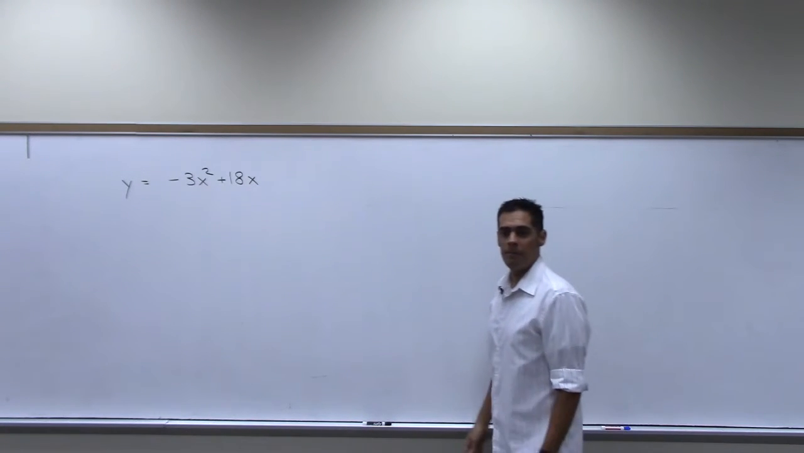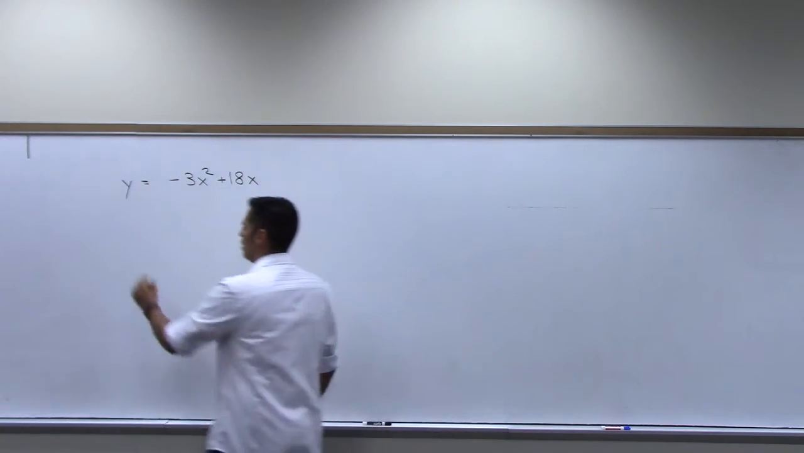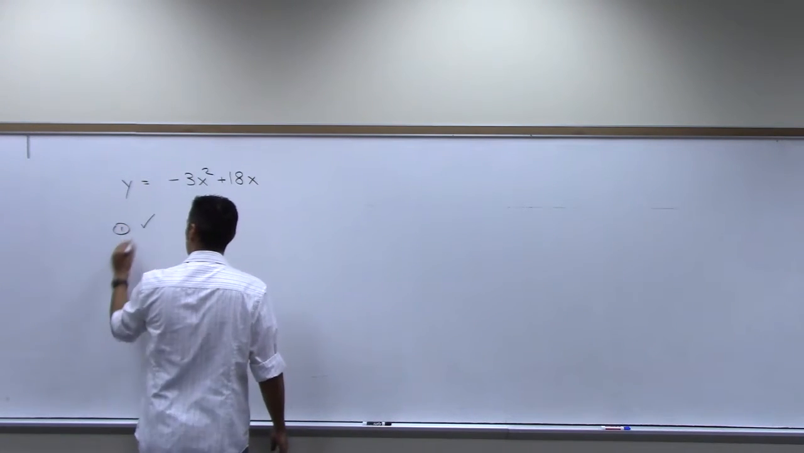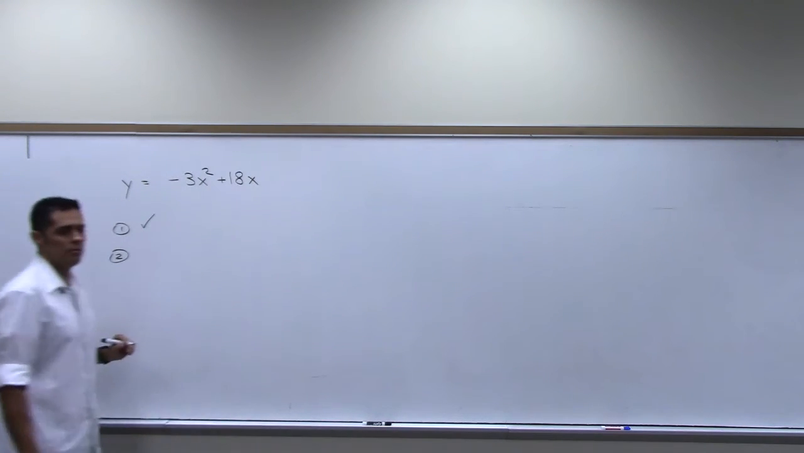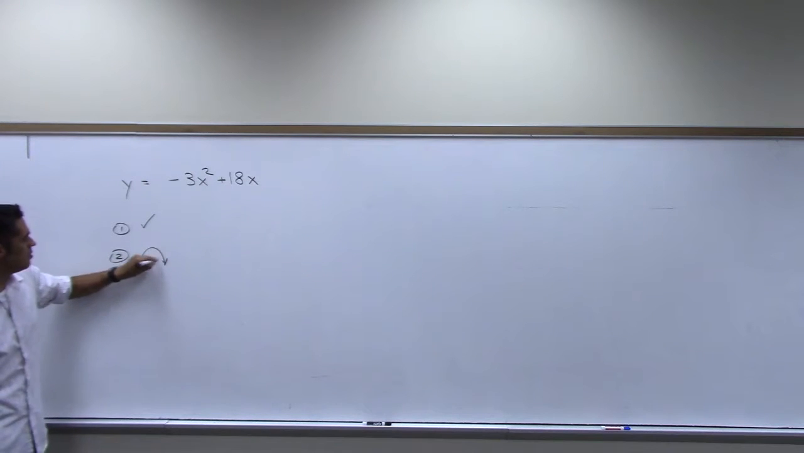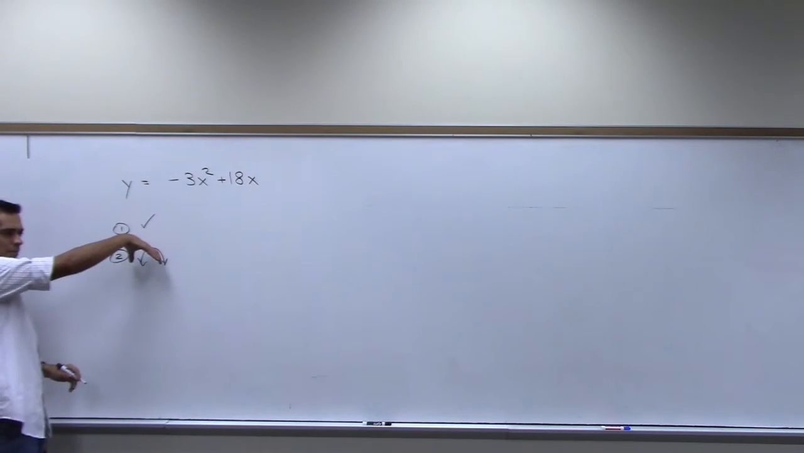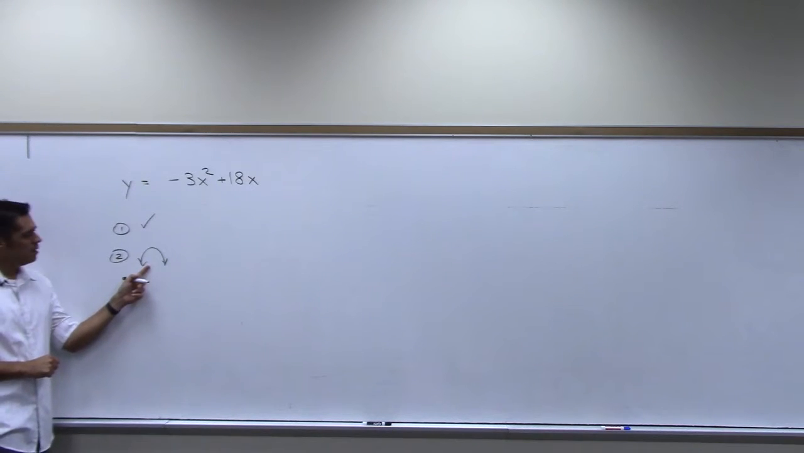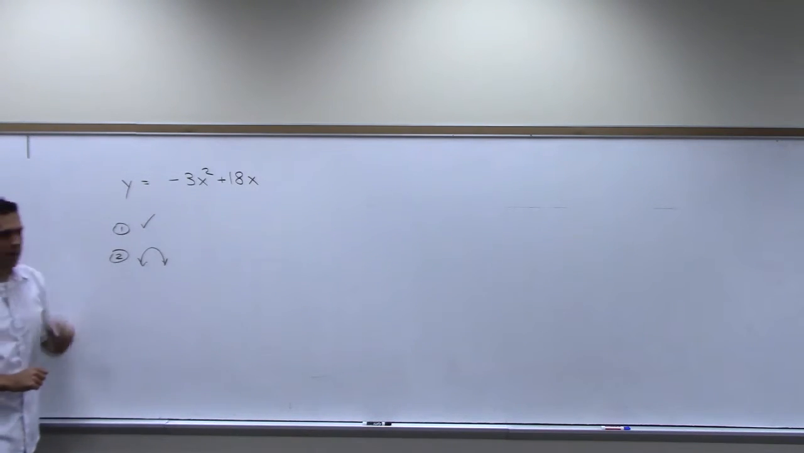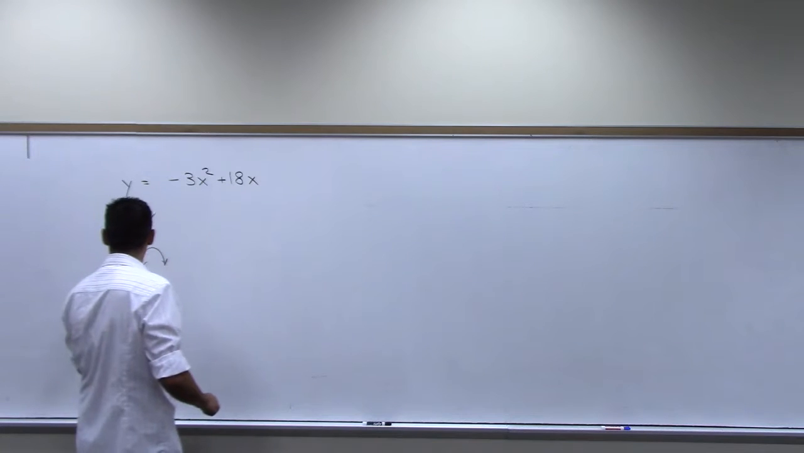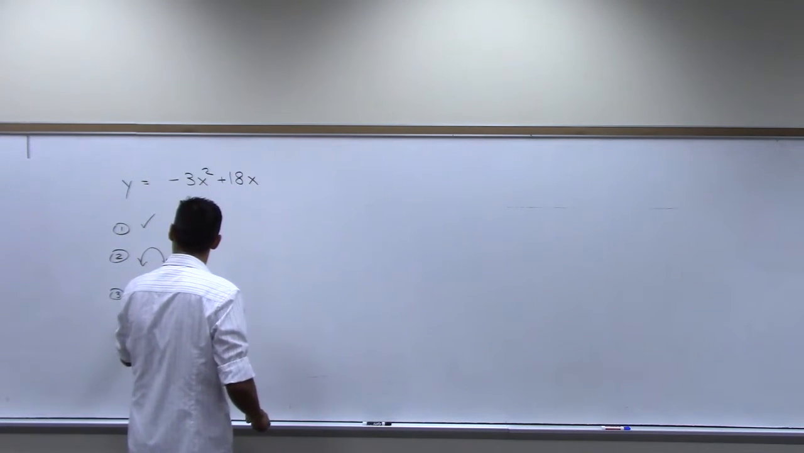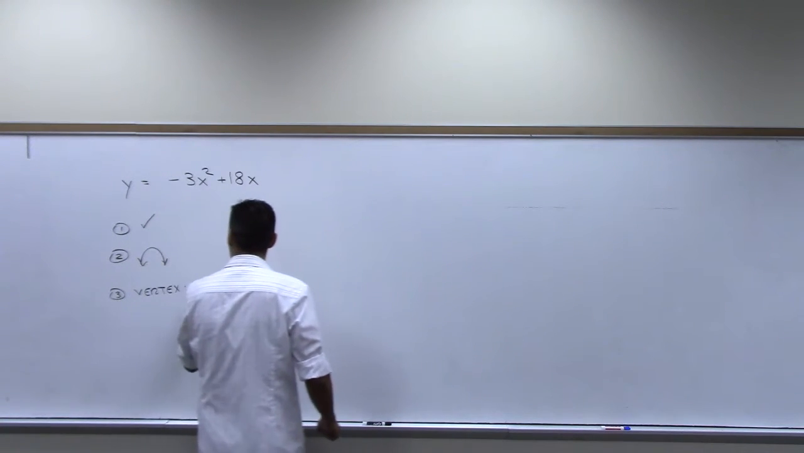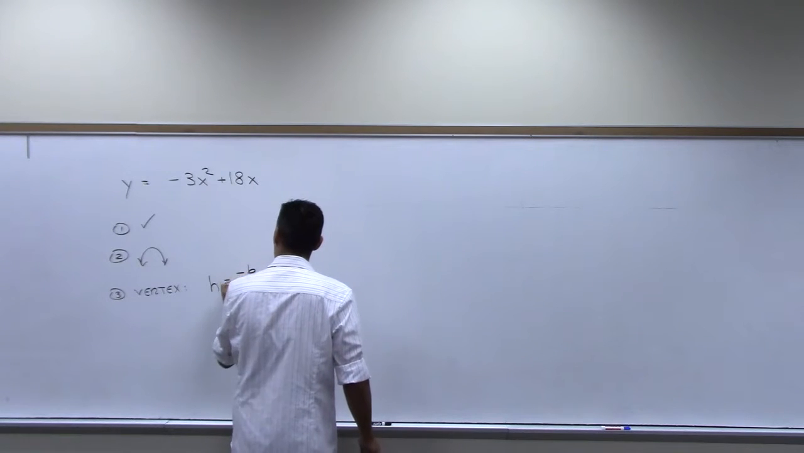Here we go. First step, is it a parabola? Yes. Second step, opens up or down? Down. Look, I'm just going to draw a little down parabola so you know that it opens down. Why is it down? Because a is negative, right? Okay, so third step, vertex. I need to find h. h is negative b over 2a.